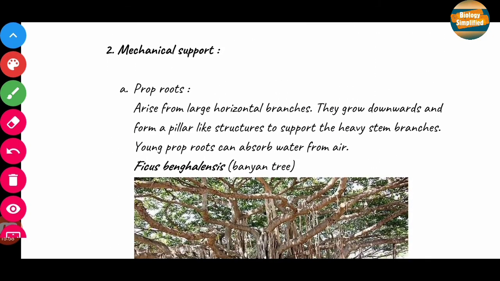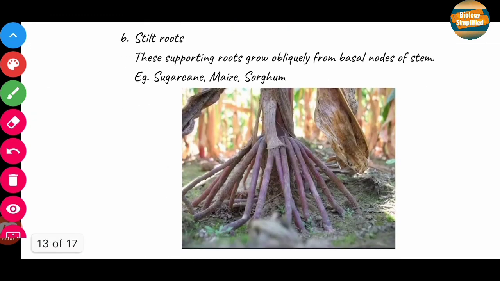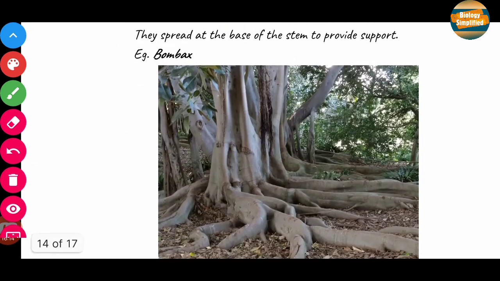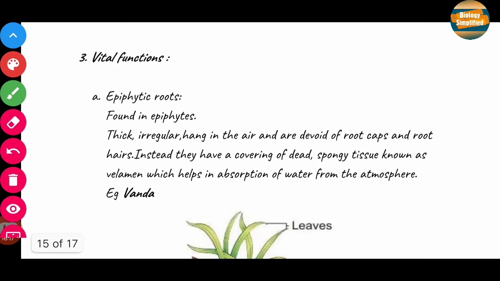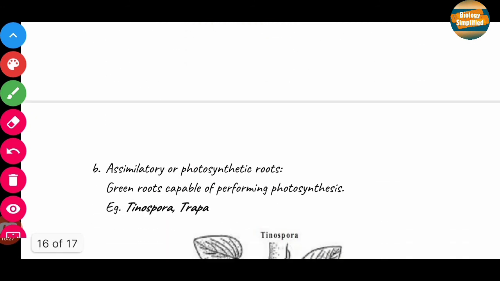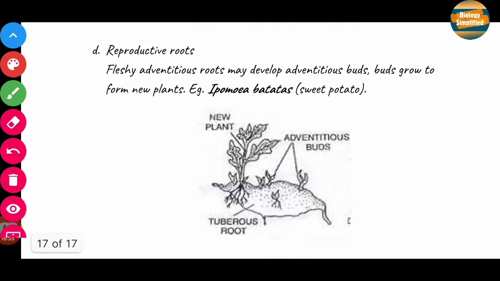Then we have seen the modifications for mechanical support. In this, we have seen the prop roots or the pillar-like roots which hang from the branches. Then we have seen the stilt roots. Next, we have seen the climbing roots, and then buttress roots. Next, we have seen the roots which are modified to perform certain vital functions. In this, we have seen epiphytic roots, photosynthetic roots, and parasitic roots. And the last, we have seen the reproductive roots. In this case, basically adventitious buds arise. So these were the modifications of adventitious roots.